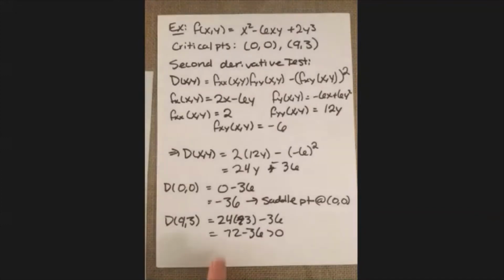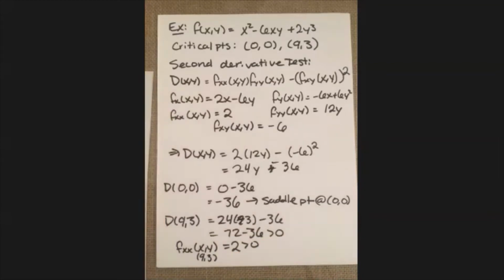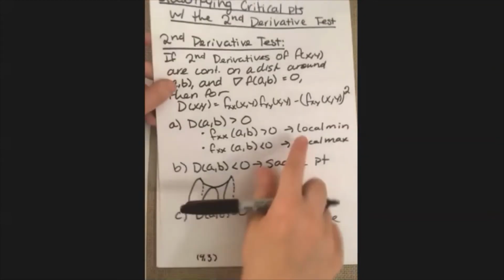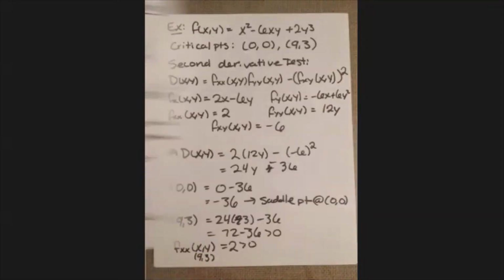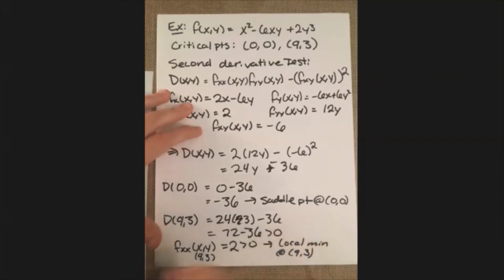Okay, so let's go back over here. My second partial derivative with respect to x, that's always equal to 2, including at the point (9, 3). Well, that's greater than 0. Means we have a local minimum. That's pretty much all there is to that process.